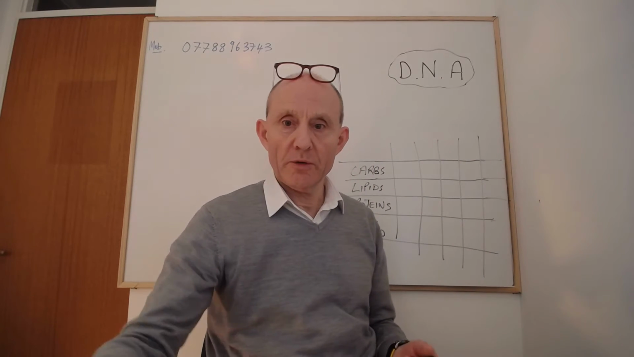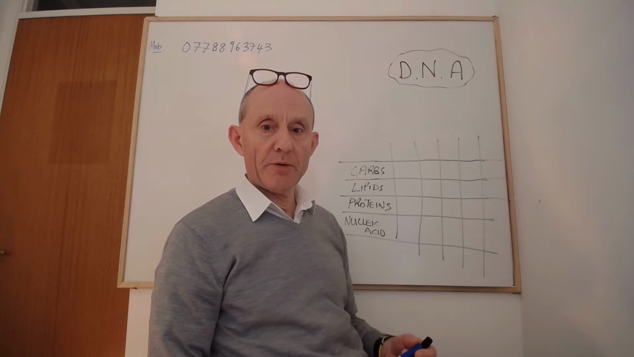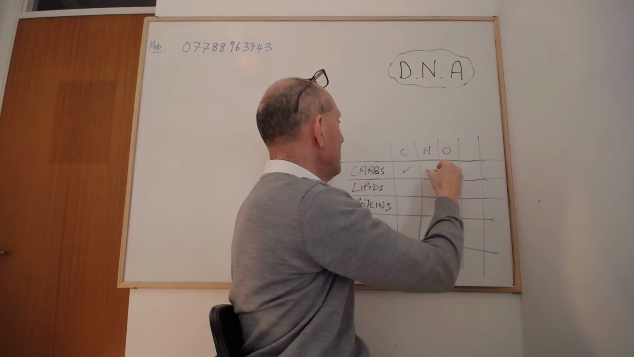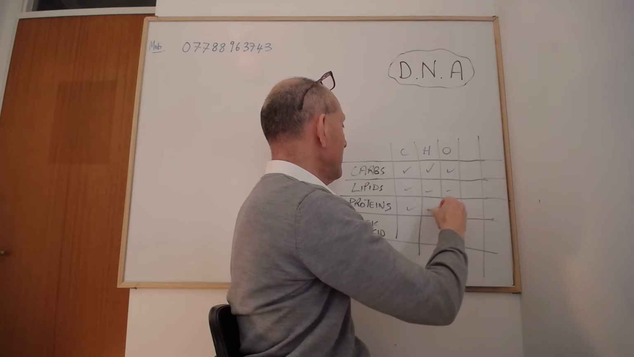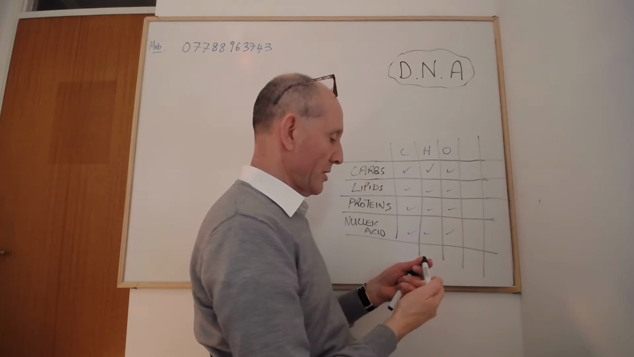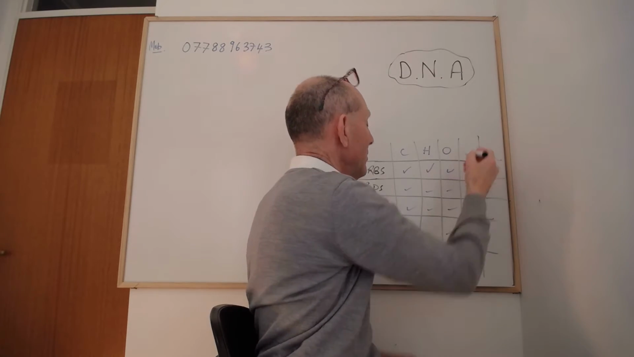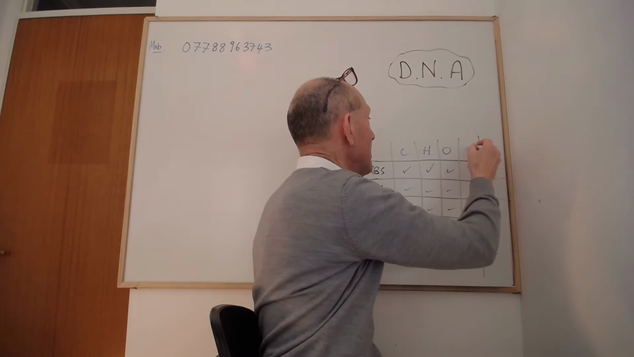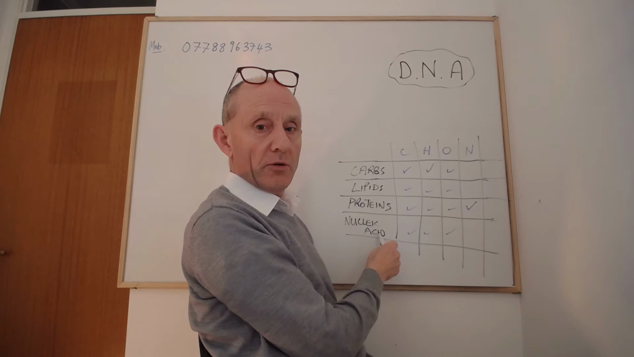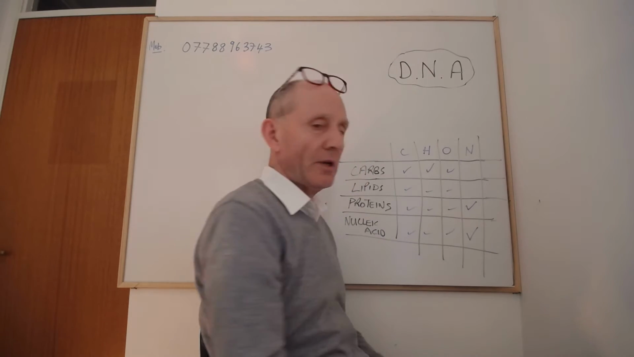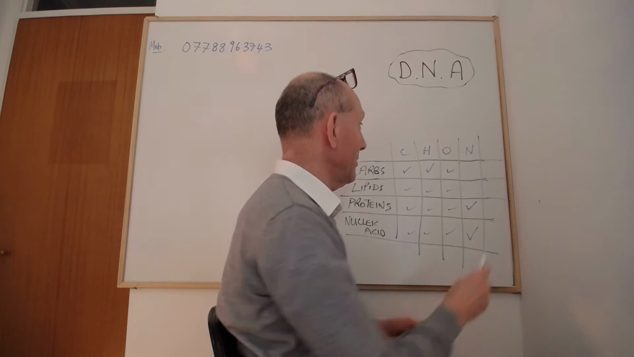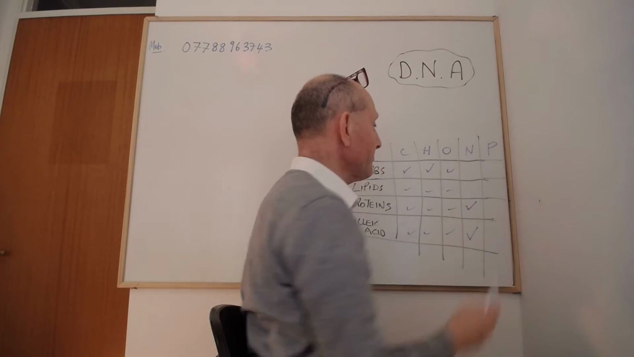And you might already know that carbohydrates, lipids, proteins, and nucleic acids, they all contain carbon, hydrogen, and oxygen. So each of them contains carbon, hydrogen, and oxygen in their structure. And then proteins also contain nitrogen, and so do nucleic acids. DNA also contains nitrogen.